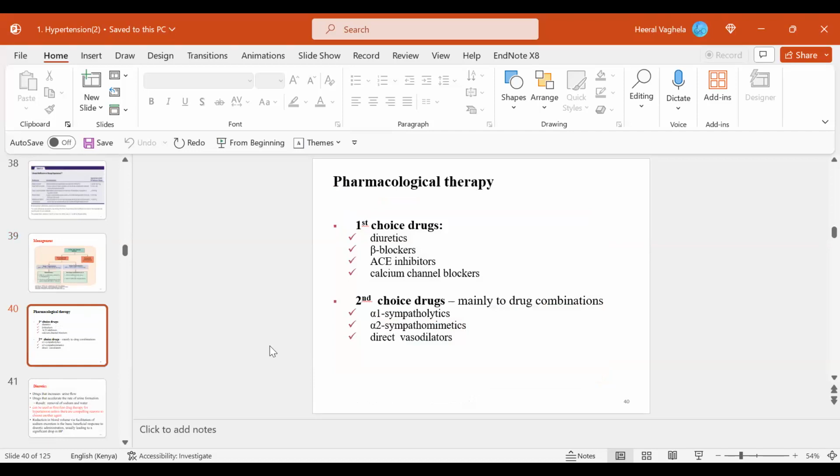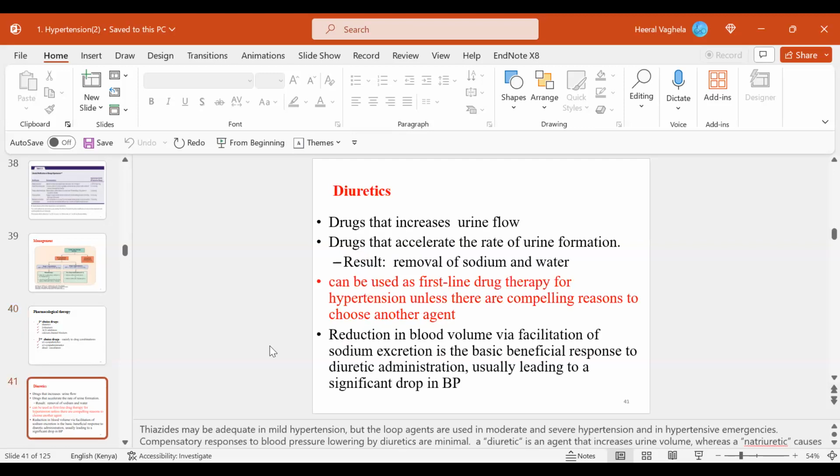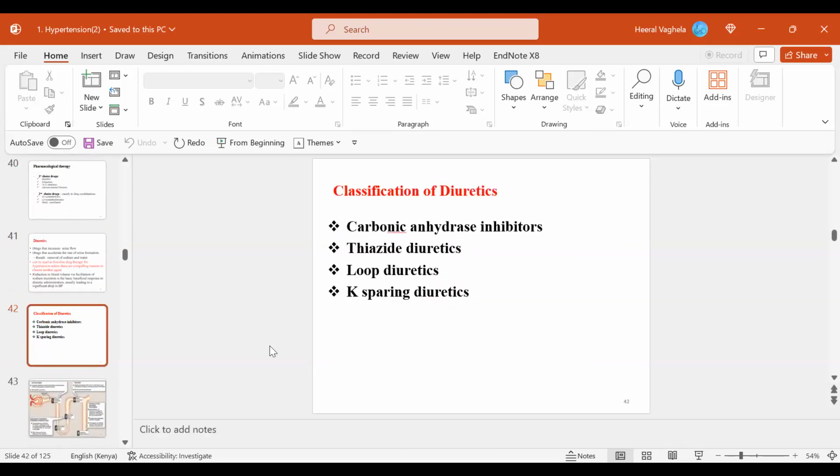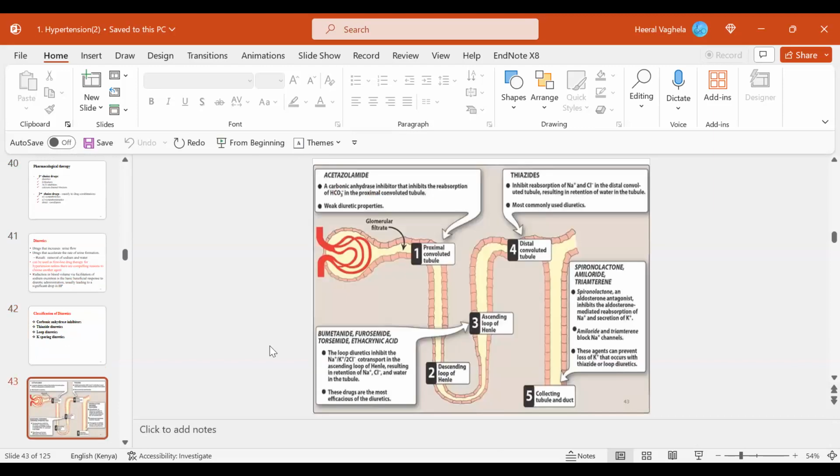So over here you can see it's diuretics, beta blockers, ACE inhibitors or ARBs, calcium channel blockers, and then now second choice drugs, which are mostly used with combinations. It's alpha-1 sympatholytics, alpha-2 sympathomimetics, and direct vasodilators. So the first one is the diuretics. So I'll just go over here.